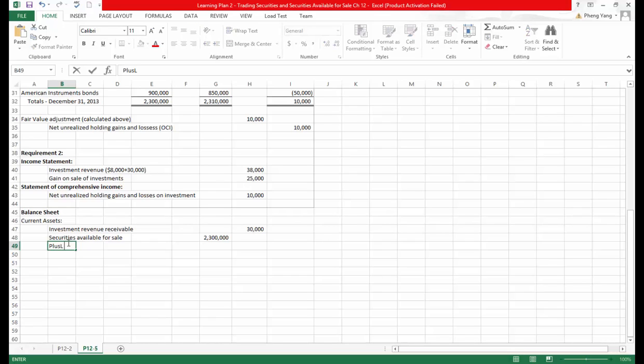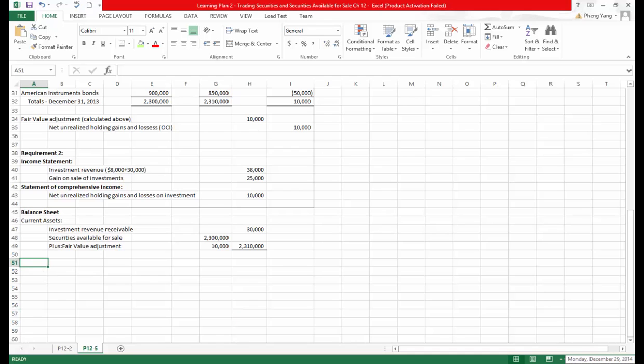Plus the fair value adjustment of the 10,000. Okay. So we'll have this reported as such.